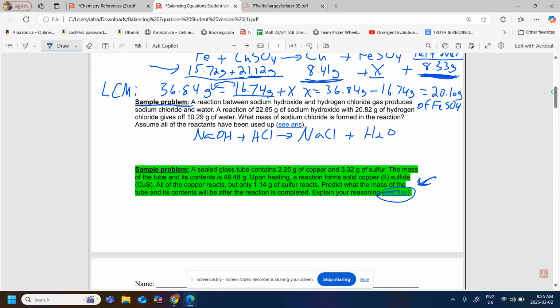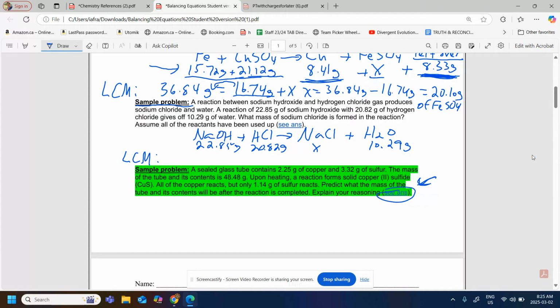And it says that you have 22.85 grams of NaOH and then 20.82 grams of the hydrogen chloride. And it makes 10.29 grams of water. And we want to find out what mass of sodium chloride formed. So we know that because of the LCM, the law of conservation of mass, the reactants and products need to be the same.